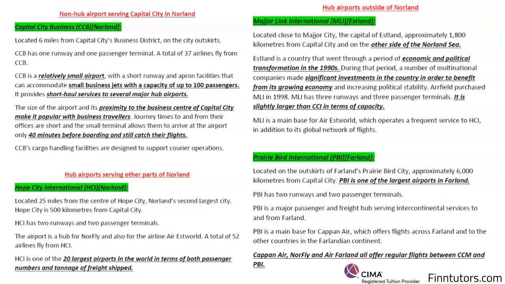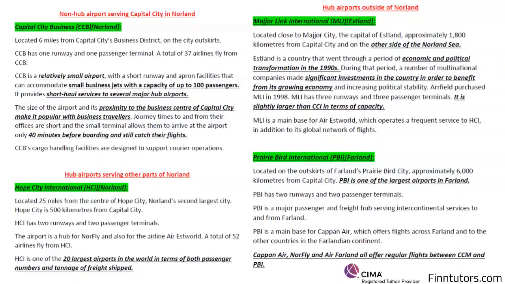Next, you also have another airport as part of your portfolio, which is in another country of Farland. This is Prairie Bird International. Located on the outskirts of Farland's Prairie Bird City, approximately 6,000 kilometers from capital city, PBI is one of the largest airports in Farland. It has 2 runways and 2 passenger terminals, and it offers different customer and freight services as well. PBI is the main base for Capon Air, which offers flights across Farland and to other countries in the Farlandian continent. So your relationship with Capon Air is also very important. Capon Air, Norfly, and Air Farland all offer regular flights between CCM and PBI.